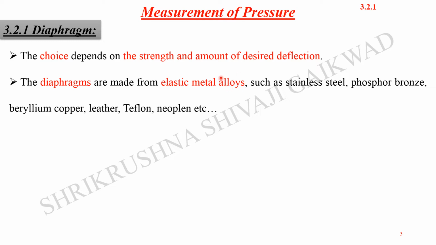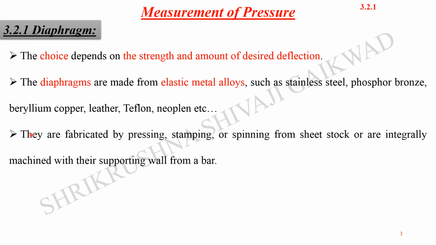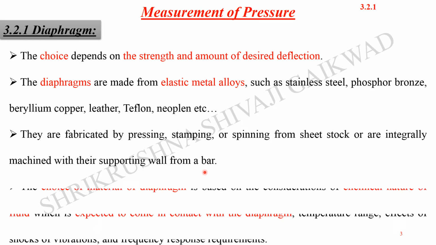Alloys, we know, are formed when different metals are combined together to form a particular element or device. Now they are fabricated by pressing, stamping, or spinning from the sheet stock, or are integrally machined with their supporting wall from a bar.